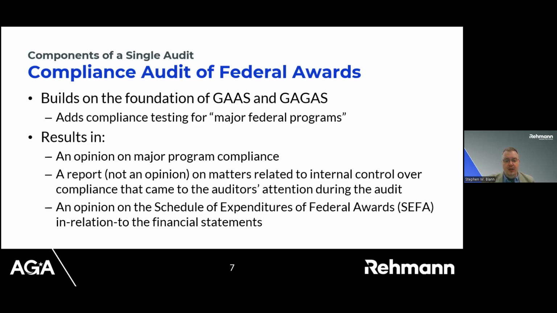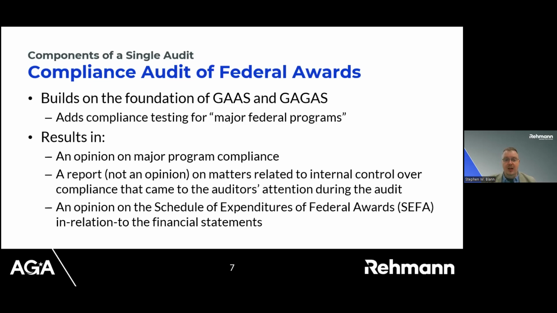So the auditor will issue a report on matters that came to the auditor's attention related to internal control over compliance. So in the end, we have two different direct opinions, one on the financial statements and one on major program compliance, and two different reports on internal control, one on internal control over financial reporting and one on internal control over compliance. And then finally, the auditor also gives an opinion, it's called an in relation to opinion, on the list of federal grant programs, the schedule of expenditures of federal awards.